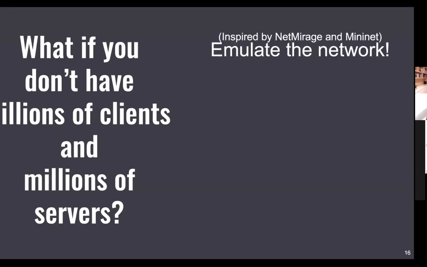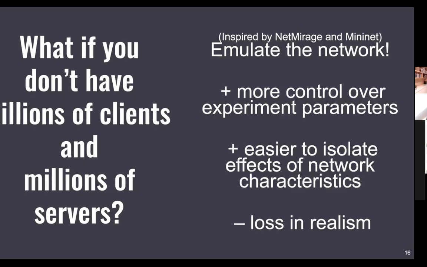And so what we decided to do was do emulation. So we emulated the network and used some tools that I'll talk about on the next slide. But the effect of this was that we had a lot more control over the experiment parameters, and it was easier to isolate the effects of various network characteristics. The flip side of that, of course, is that because we're controlling the experiment characteristics and not just using the ones that exist in reality, we do have a loss of realism compared to what actual users experience. So I think it complements the earlier work.